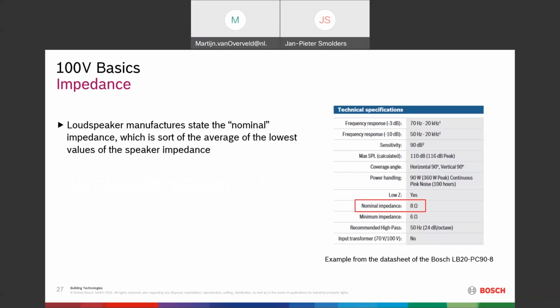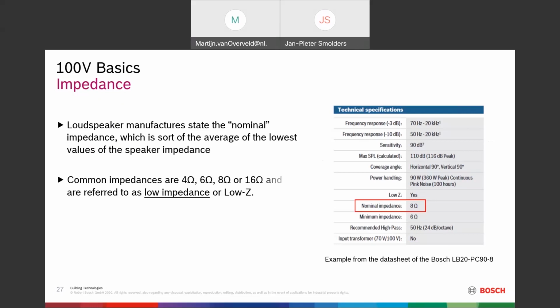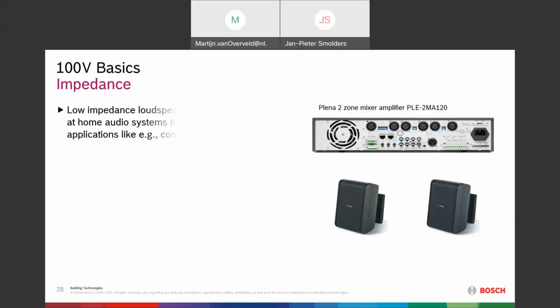In general, the manufacturers state the nominal impedance, like you see in the picture here on the right, 8 ohm, which is the average of the lowest value of the speaker impedance. You can see all that also in the graph. Now, common impedances are 4, 6, 8, or 16 ohm, and they are referred to as low impedance or low Z. So that's also commonly used for these kind of impedances.